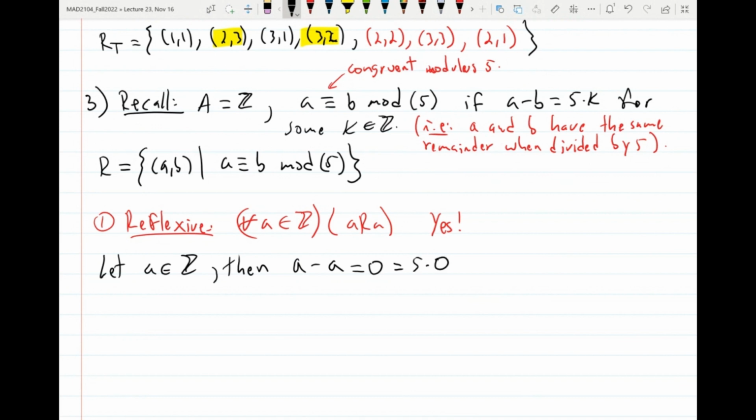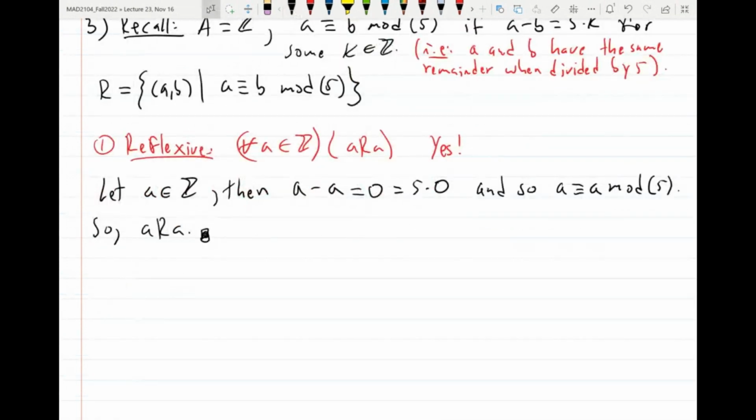And that satisfies the condition, because remember, this just means that the difference has to be 5 times some integer. I never said what that integer is. It can be any integer, in particular, it could be 0. Okay? And so, A is congruent to A mod 5. Do you understand this? Okay. So A is related to A, and that means it is reflexive.